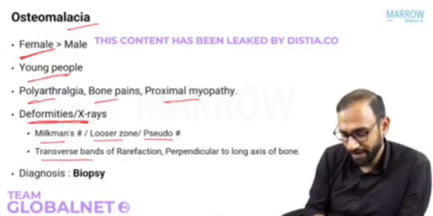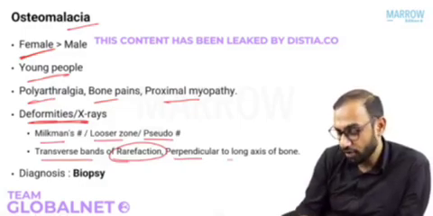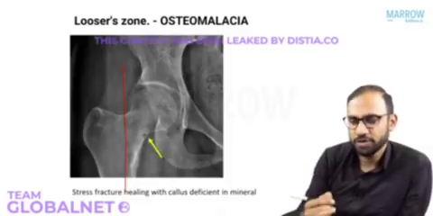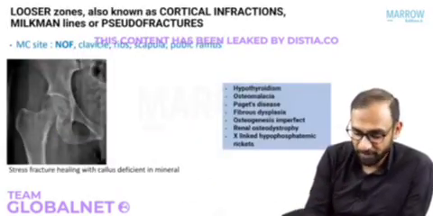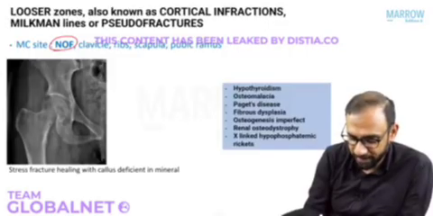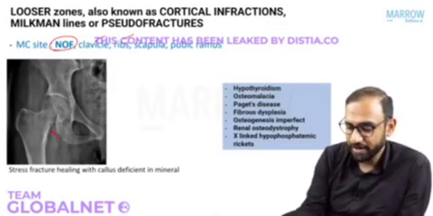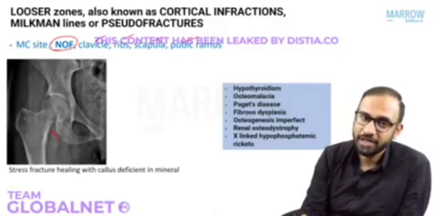These are transverse bands of rarefaction. Rarefaction means lucency, perpendicular to the long axis of the bone. And you have understood why it occurs. The most common location for such fractures is the neck of femur, particularly on the medial side of the neck of femur. Other sites you can get in clavicle, ribs, scapula, pubic ramus. Okay, but the most common site is neck of femur.